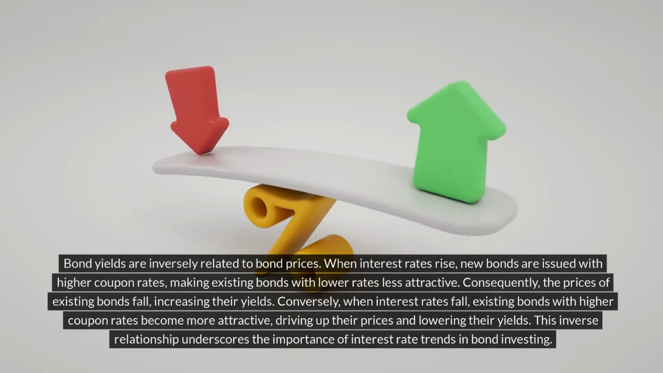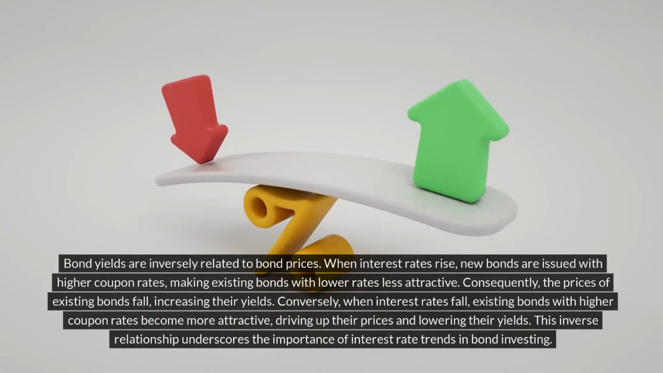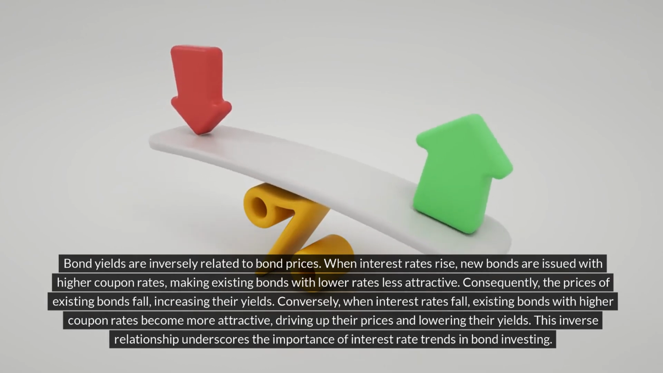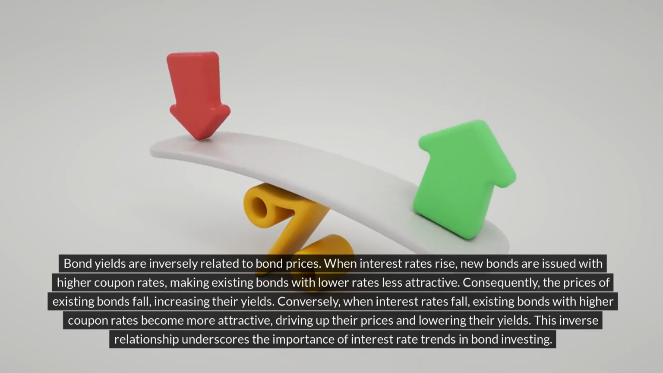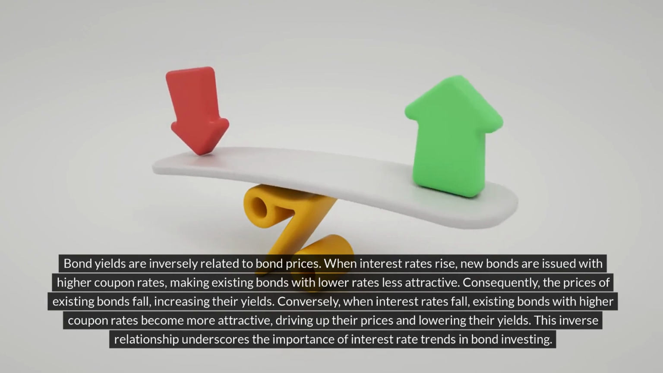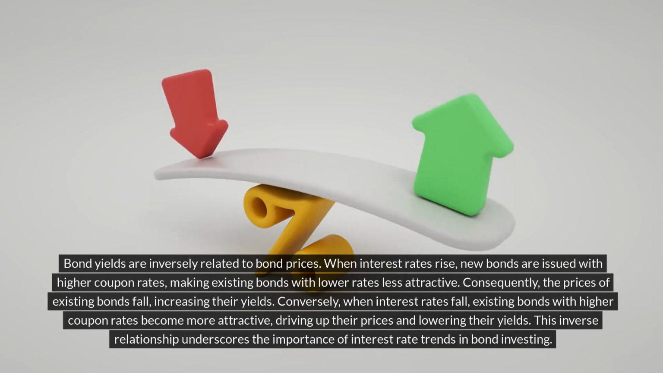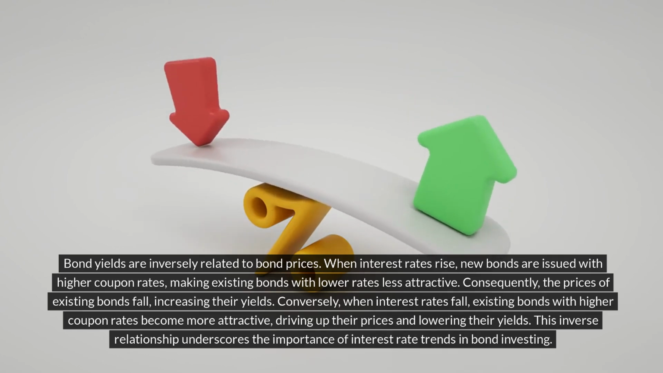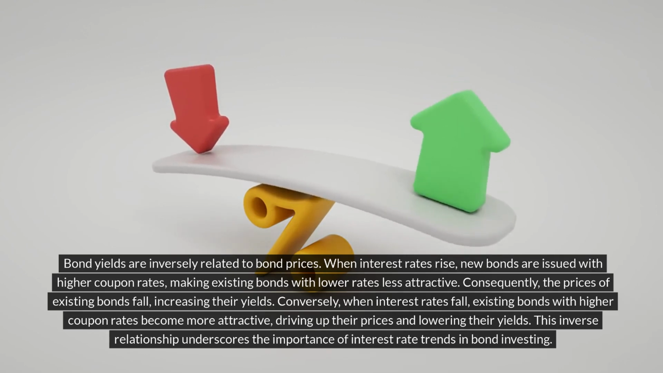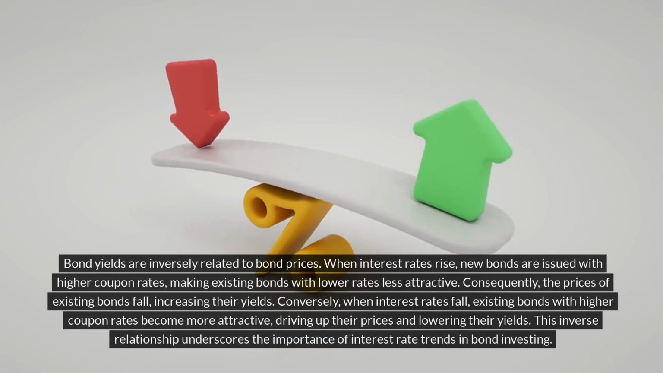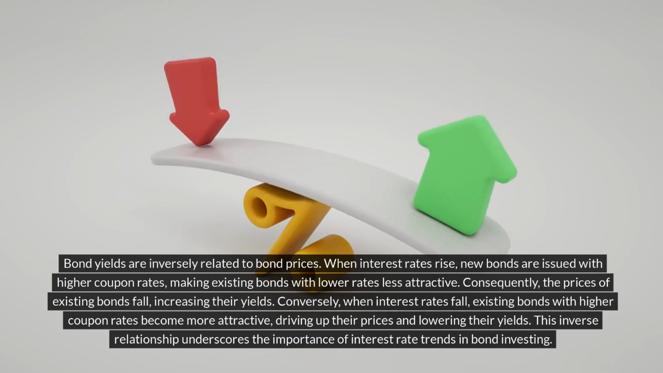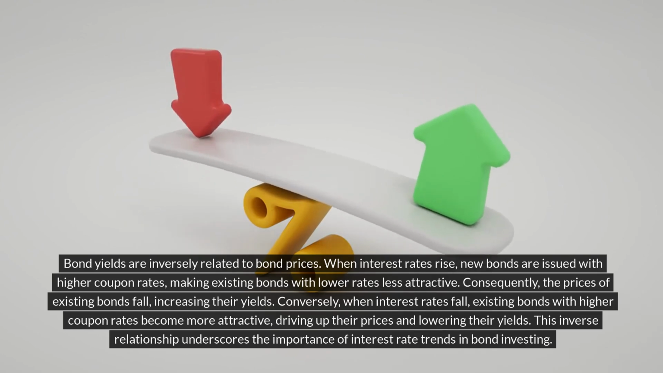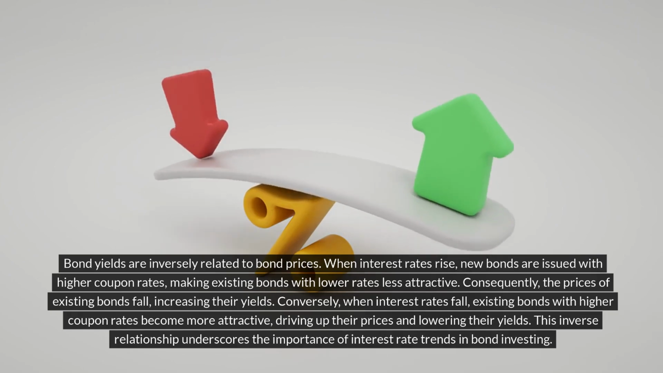Bond yields are inversely related to bond prices. When interest rates rise, new bonds are issued with higher coupon rates, making existing bonds with lower rates less attractive. Consequently, the prices of existing bonds fall, increasing their yields. Conversely, when interest rates fall, existing bonds with higher coupon rates become more attractive, driving up their prices and lowering their yields. This inverse relationship underscores the importance of interest rate trends in bond investing.